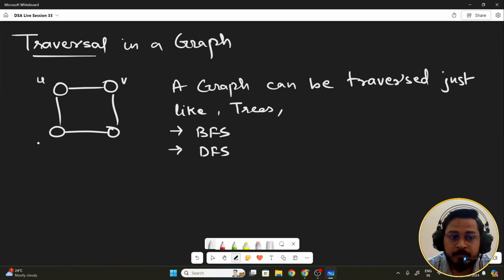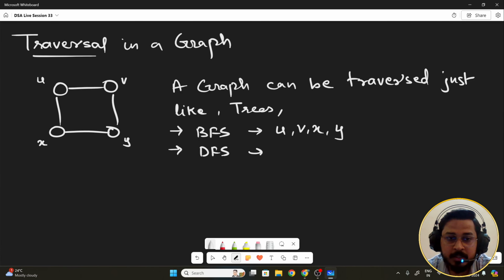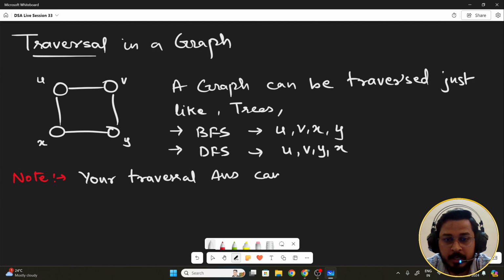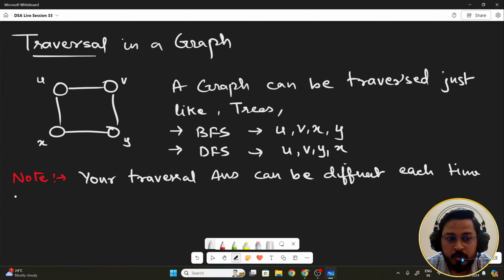So V, U, V, X, Y. Now I can say here you started from U, then you went to V and X, and then at last you travelled towards Y. And for DFS, you can say U, then V, then Y, then X. Small note here: your traversal answer can be different each time you travel from a node.